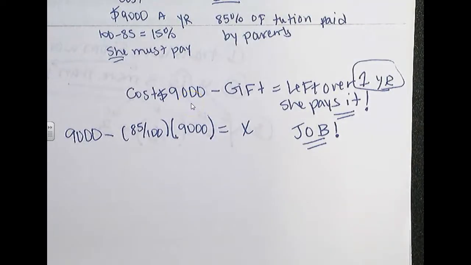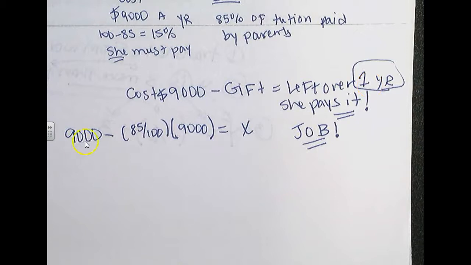Now, down here, my equation. The cost is $9,000. Subtract the gift equals how much money's left over that she must pay. And it's a 1-year thing, so this is in years. $9,000 for a year. Parents are paying this much for the year. This is how much you have to pay for the year. And if you read the question, it said monthly. That means you divide by 12 here in a minute.